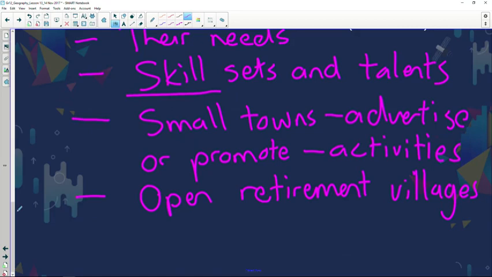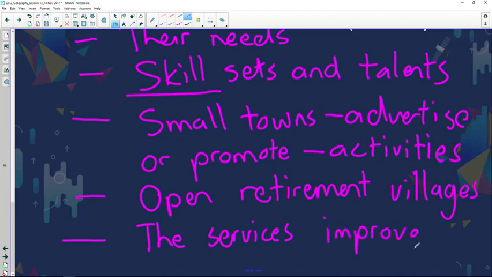And last but not least, probably the most important one, the services from the government need to be improved. Infrastructure needs to be improved, like the roads. For instance, service delivery, such as electricity and clean drinking water, needs to be improved in these areas. If all of these suggestions can take place, I'm sure that many people, instead of migrating to urban areas, will rather stay in their rural communities.